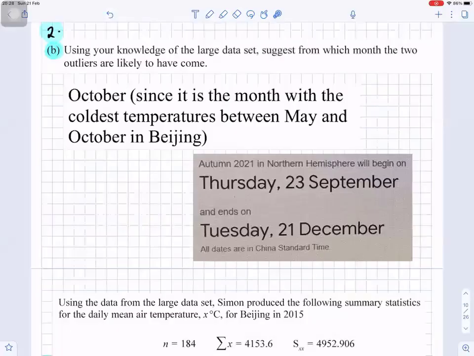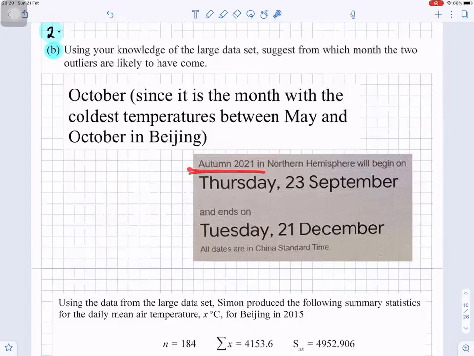Question 2b. Using your knowledge of the large data set, suggest from which month the two outliers are likely to have come from. The month is October. Why? Since it is the month with the coldest temperatures between May and October. So between May and October in Beijing, October is the coldest month. And how do we know that? It is autumn in the northern hemisphere.